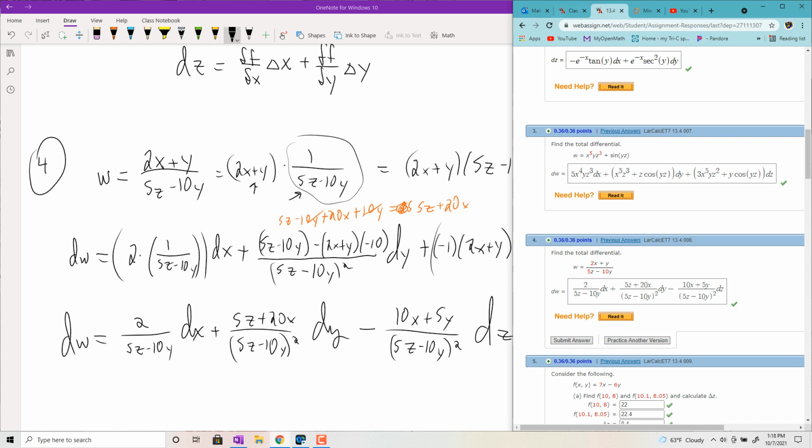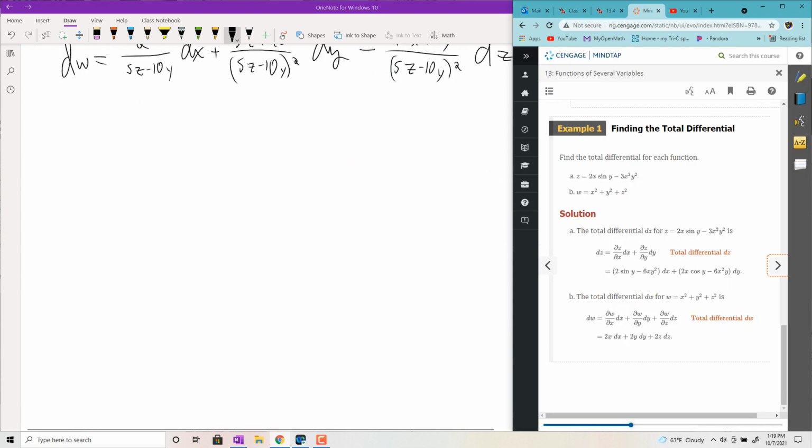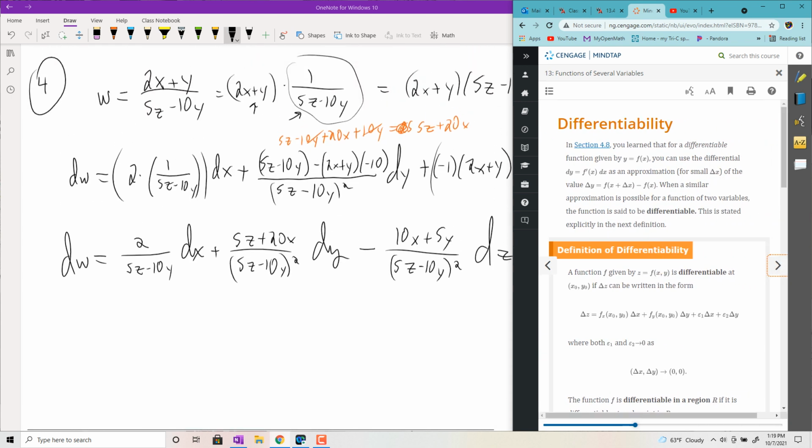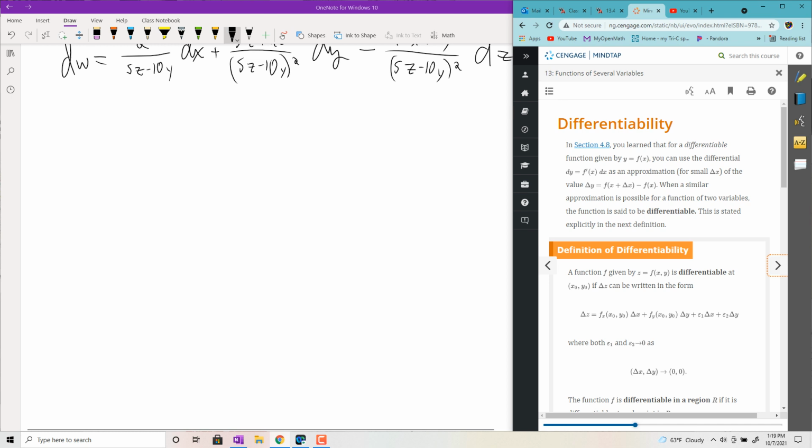Okay, let's go back to the book and see where we are. So we're able to find total differentials. The issue of differentiability now is a little bit different than what we saw in Calc 1.